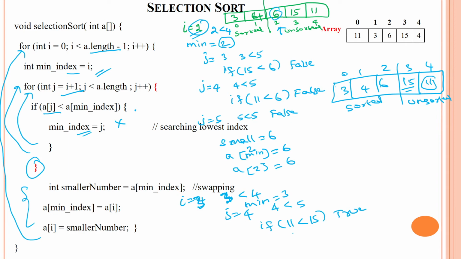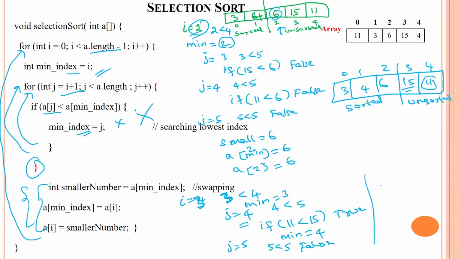Now if it is true, we have to update the minimum index. Minimum index is now j, so minimum index is now 4. Then j is incremented by 1, so here 5 less than 5 is false. Then the minimum index is not updated. Now the j loop is coming out, then we will apply the swapping.